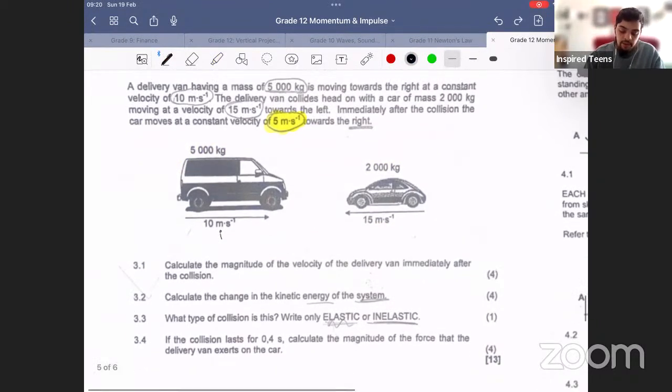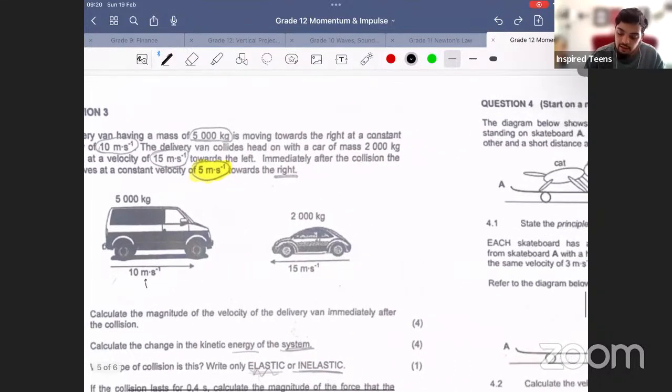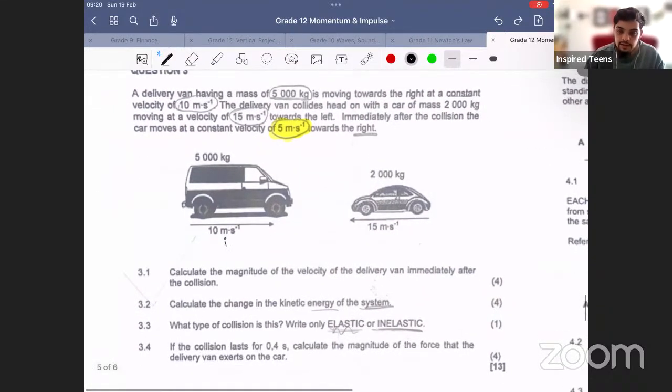Okay, let's continue. Calculate the magnitude of the velocity of the delivery van immediately after collision. Okay, so firstly, this is momentum. How will you know? You'll know by the fact that the structure of each question doesn't change, so it will follow the same order of topics of your papers. So that's one hint that this is momentum, because I think it comes after Newton's laws that they ask momentum. I don't remember exactly, but it follows the same order. So that's one way of knowing.